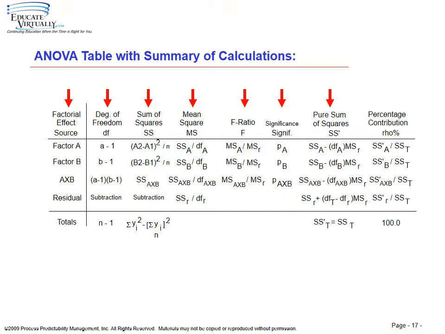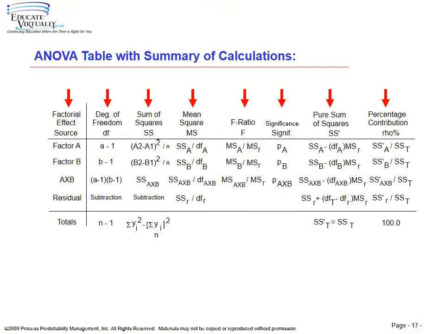Then we calculate the pure sum of squares, where we deflate the sum of squares by a factor of the mean square for the residual, and we inflate the residual because we are taking into consideration the fact that there's uncertainty due to the unexplained, or the leftover, which is called the residual. Then we calculate the percent contribution, which is the percentage of variation that's associated with the sum of squares for any one of the factors or the residual. We'd like the residual sum of squares to be less than 50%. That's how you pull together the analysis of variance table with a summary of calculations.